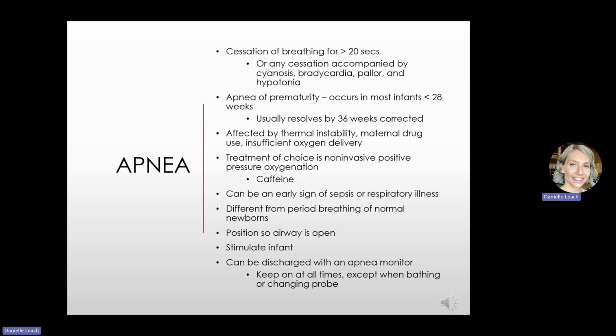Sometimes babies can be discharged with an apnea monitor, which is essentially just a pulse ox machine. It's not very common that this happens, but if it does, we want to tell the parents to make sure that they keep it on them at all times, except for, of course, when they are bathing or when they're changing out the probe.